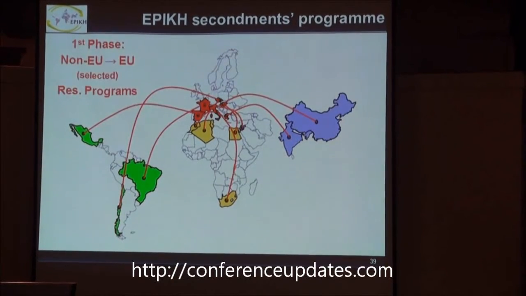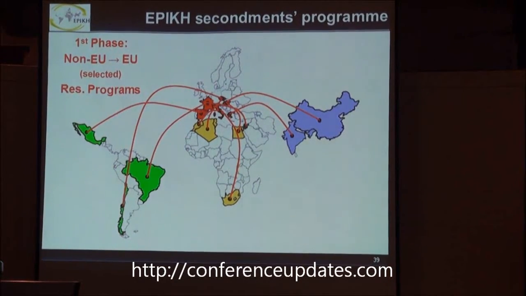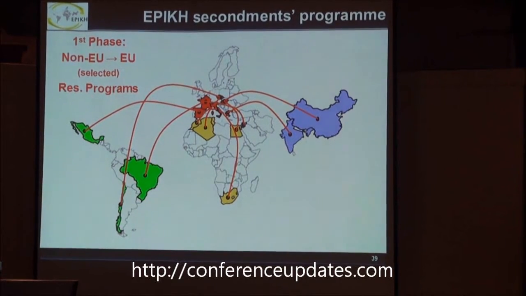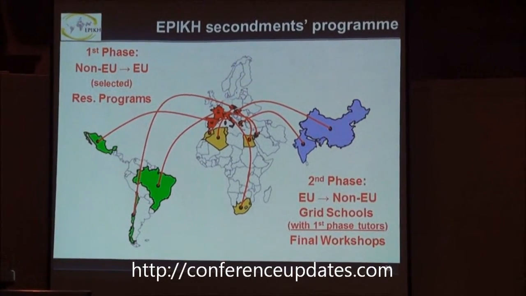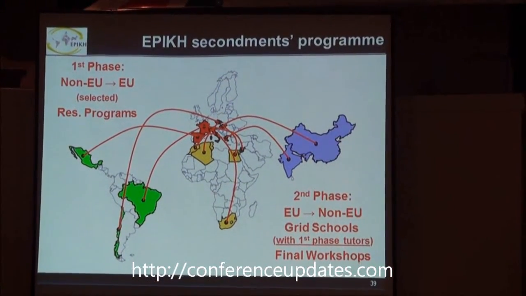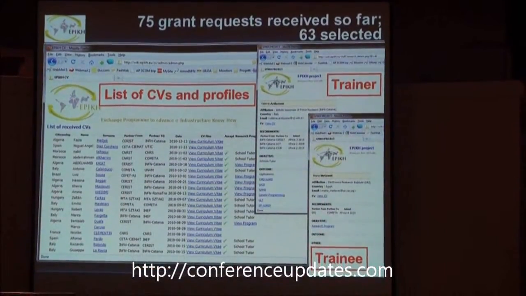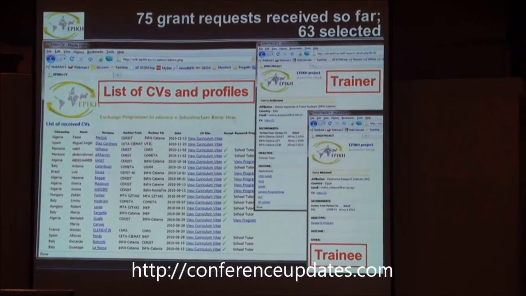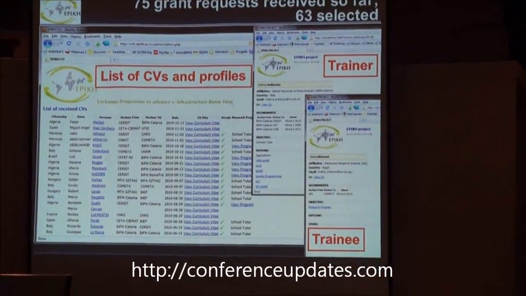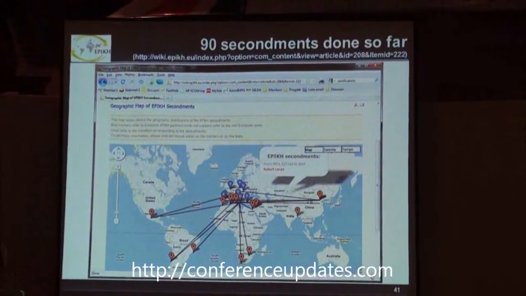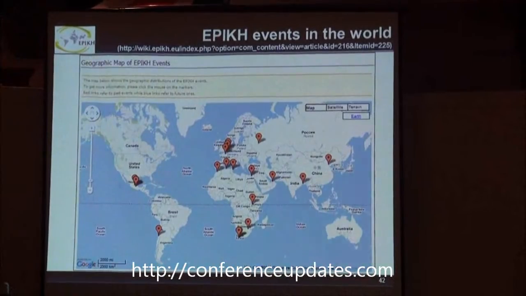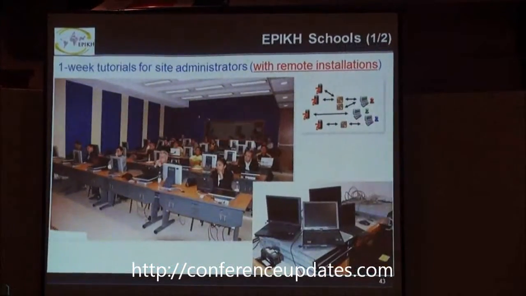And we run this in two phases. In the first phase, we invite people from non-European countries to Europe, to several institutions in Europe, and they run research programs. And in the second phase, we go to the non-European countries and we run grid schools. We got 75 requests and we already funded 63 research programs. This is the 90 secondments done so far, the EPIC events, and these are the kinds of events.